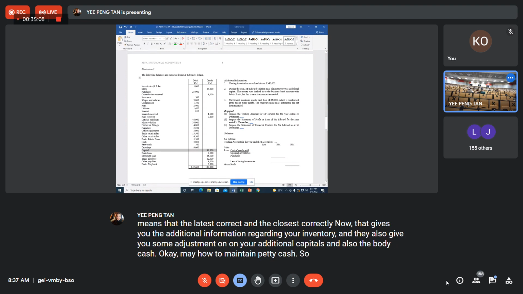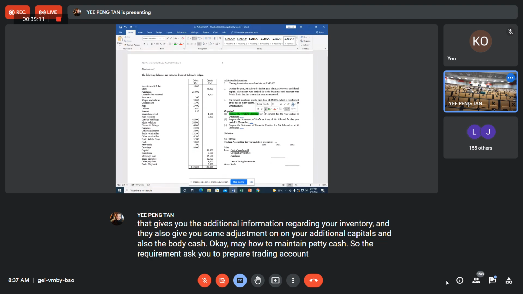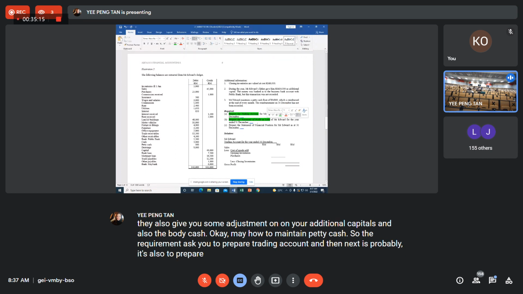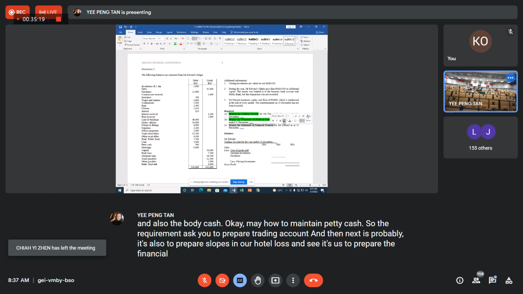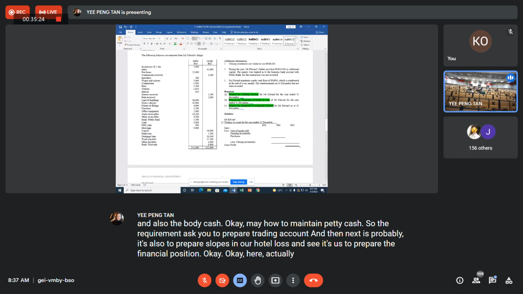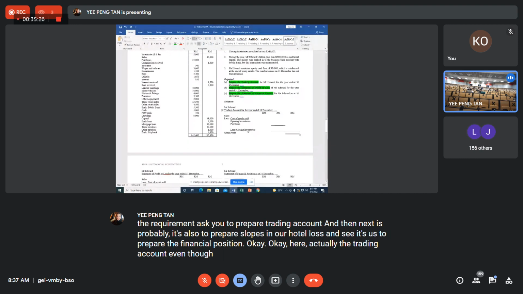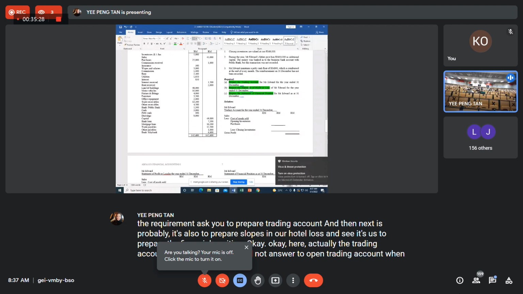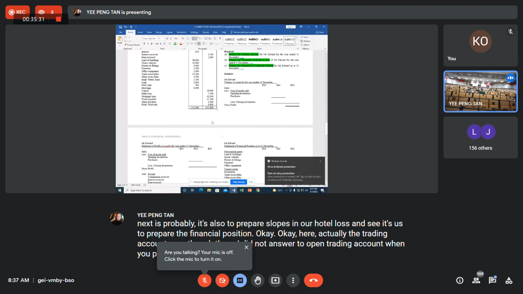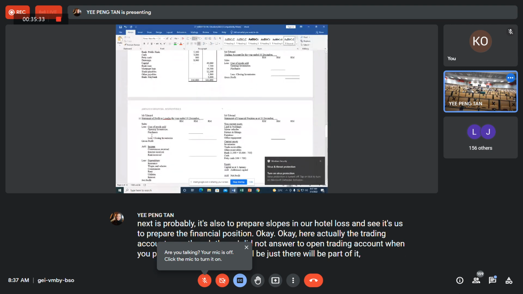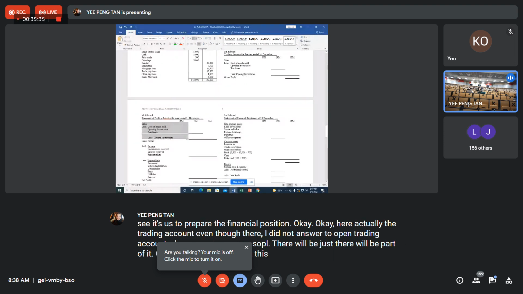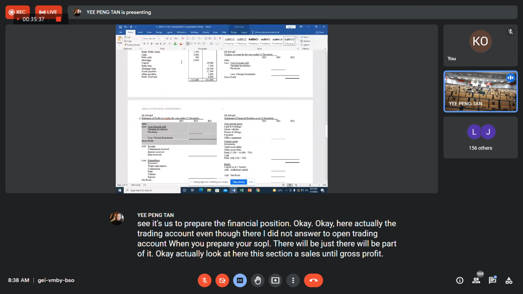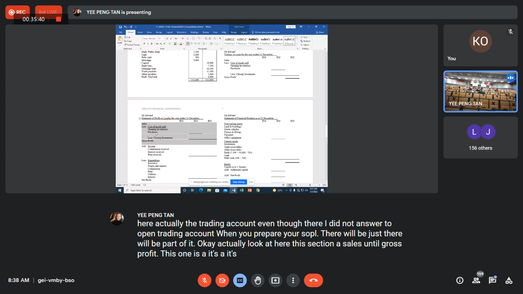The requirement asks you to prepare the trading account, then part B asks you to prepare the SOPL, statement of profit and loss, and C asks you to prepare the statement of financial position. Here, even though they did not ask you to open a trading account, when you prepare your SOPL, it will be part of it. Actually, look at this section, from sales until gross profit. This one is a trading account.